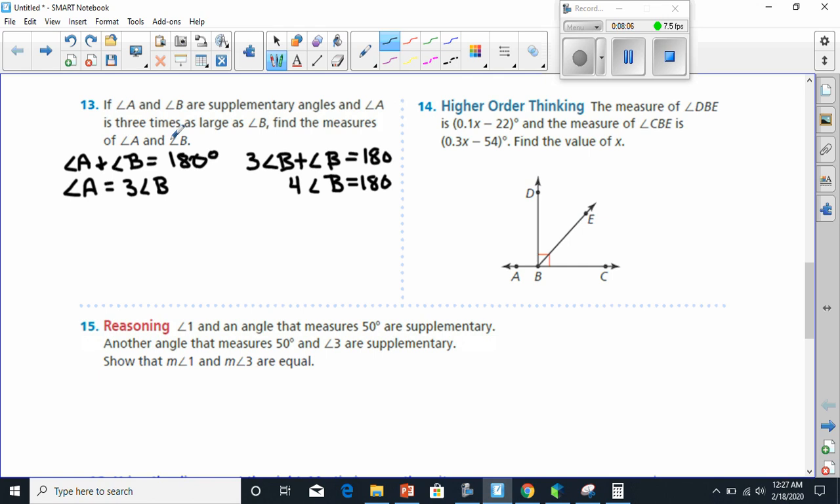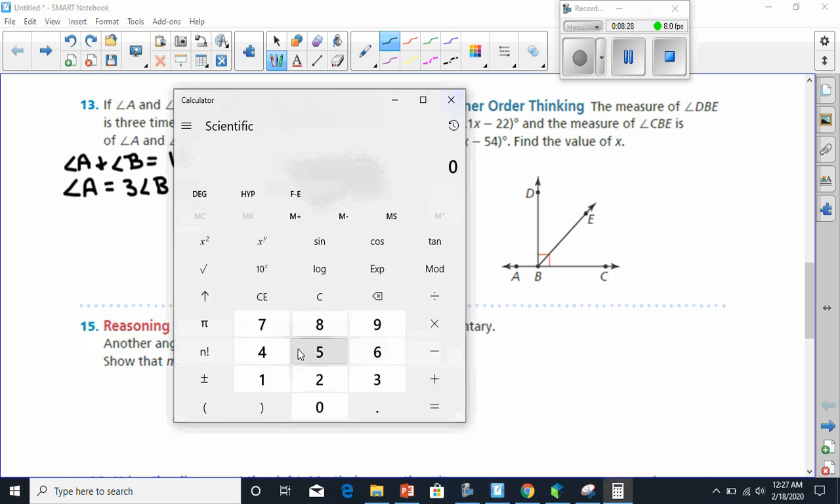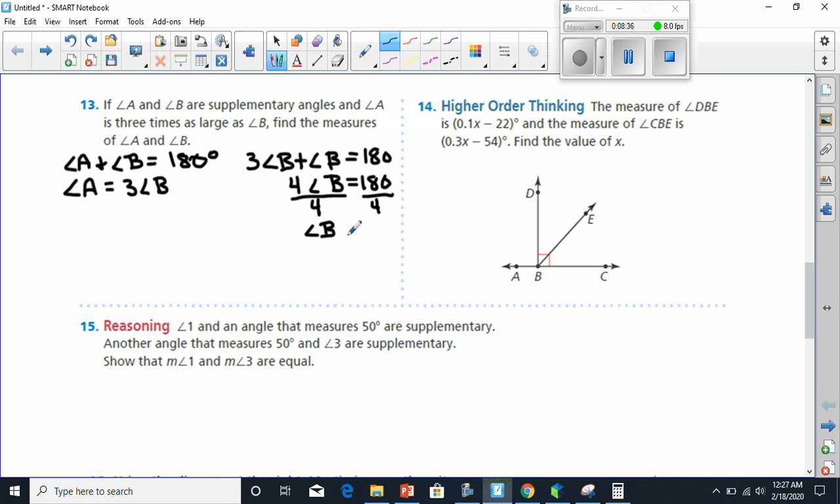It says find the measure of angle A and B. Well, this isn't that hard. To find the measure of B, if 4 angles B equal 180, I can divide 4 away, leaving angle B by itself. Whatever I divide from one side, I have to divide from the other side. I have 180 divided by 4, and that gives me 45. So that means angle B is 45 degrees.